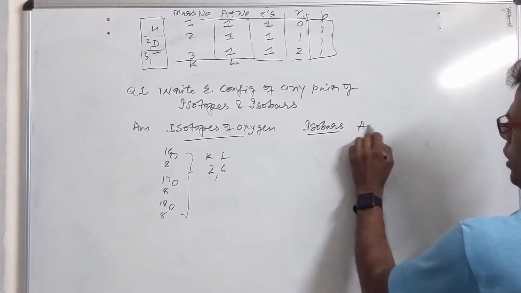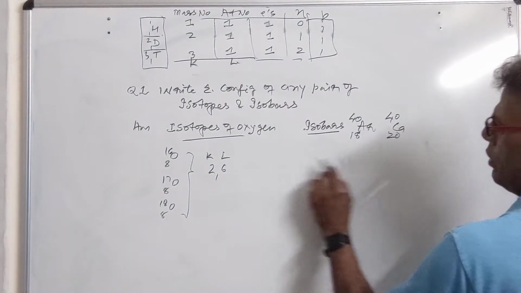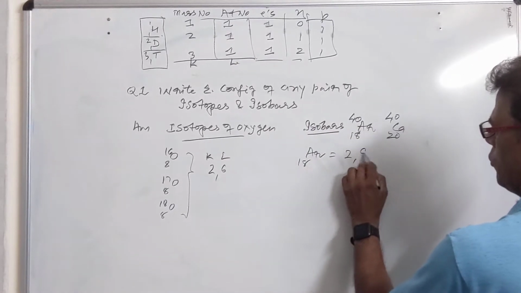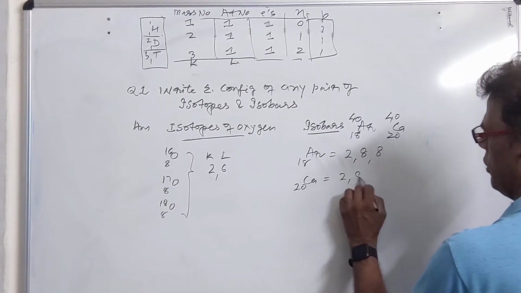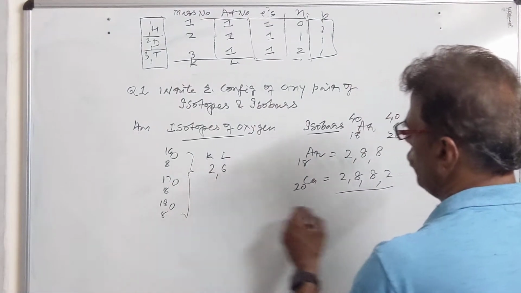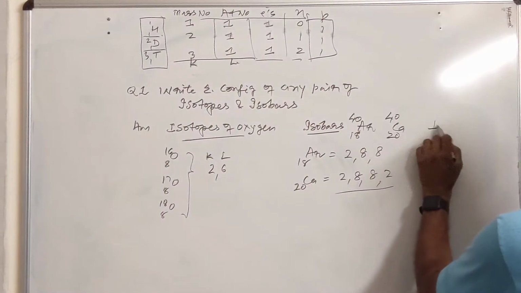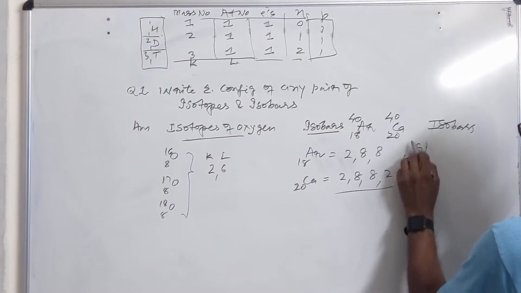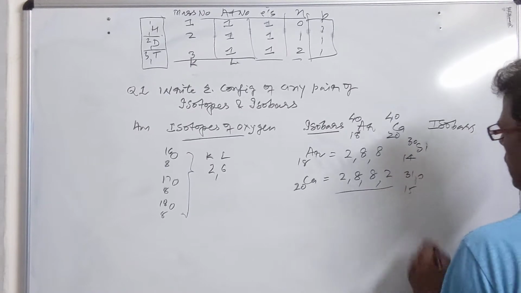These are 2 isobars, argon 18 and 40, calcium 20 and 40. Then we have the number of electrons in argon, atomic number is 18, configuration 2, 8, 8. And then we have calcium, atomic number 20, configuration will be 2, 8, 8 and 2. So this is the electronic configuration of isobars. Similarly, we have another pair of isobars. They are silicon 14 and 30, phosphorus 15 and 31. They are the isotones here.